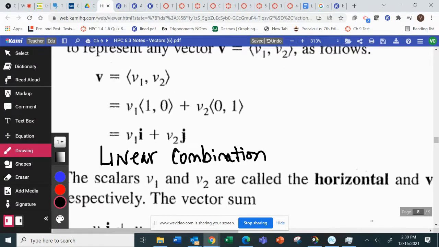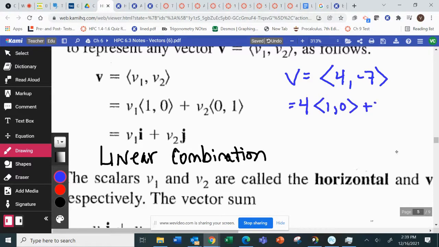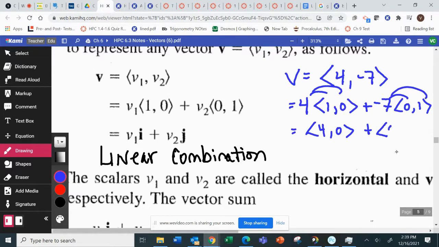I'm going to take a vector and just do what they did so you guys could see it happening. Somebody give me an x component, any. 4. Okay, give me a y component. I heard -7. So if we take 4 and we multiply it by i, which is <1, 0>, plus we take -7 and we multiply it by j, which is <0, 1>, I'm going to distribute that. I'm going to get <4, 0> plus, distributing this, <0, -7>.